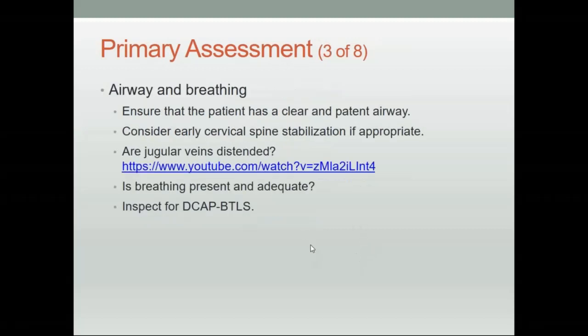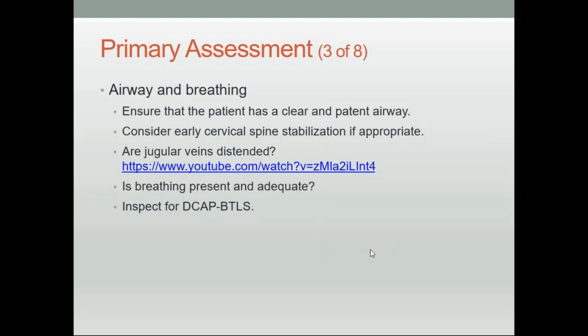Okay, clear patent airway. All this is happening fast, right? If they need cervical stabilization and immobilization, we get somebody on that right away. We point to a specific person on our team, have them grab C-spine. They don't let go of that until we have full spinal immobilization in place.